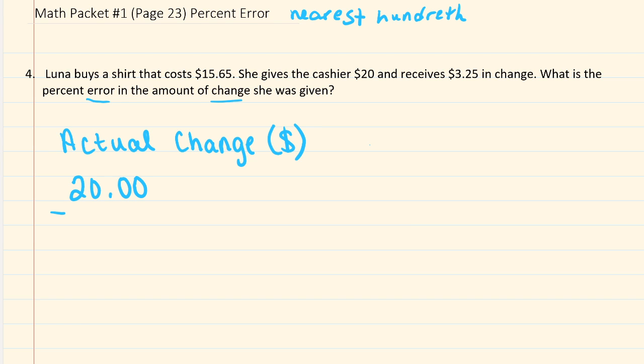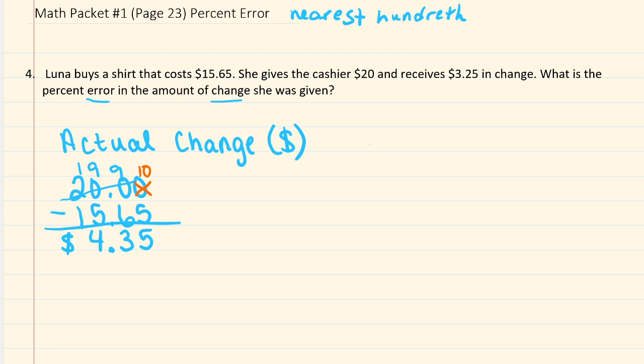$20 minus the cost was $15.65. Okay, can't do 0 minus 5, can't borrow from a 0, can't borrow from a 0. I can borrow from a 200, so that'll be 199, which makes this 0 a 10. 10 minus 5 is 5. 9 minus 6 is 3. Make sure you carry down the decimal. 9 minus 5 is 4. So the actual change was supposed to be $4.35.